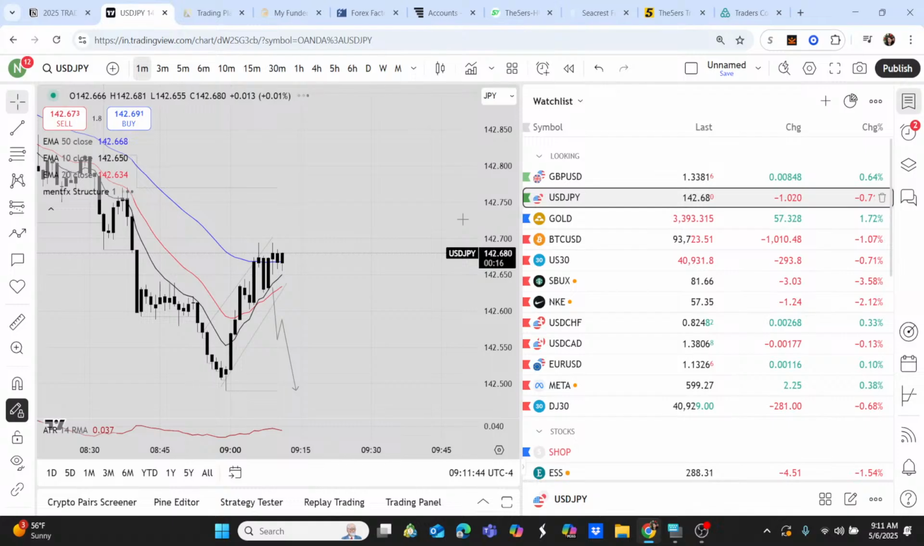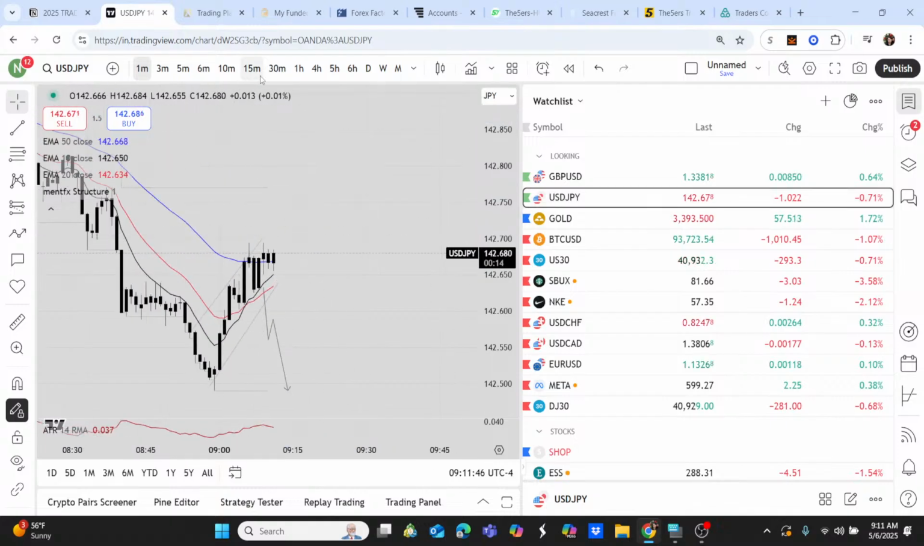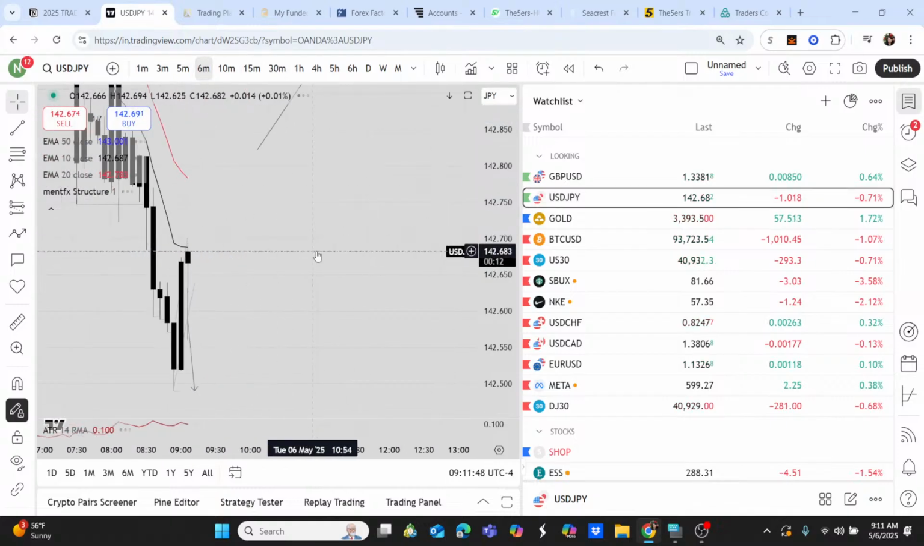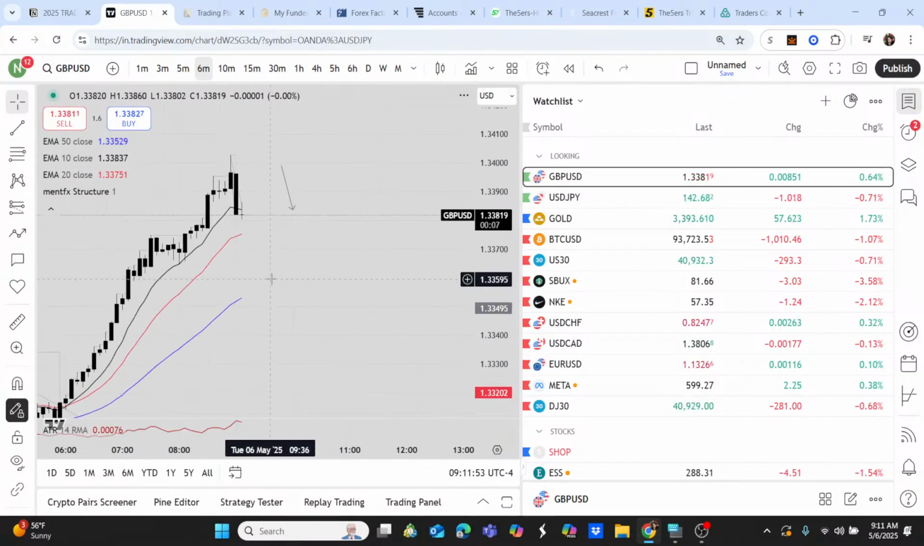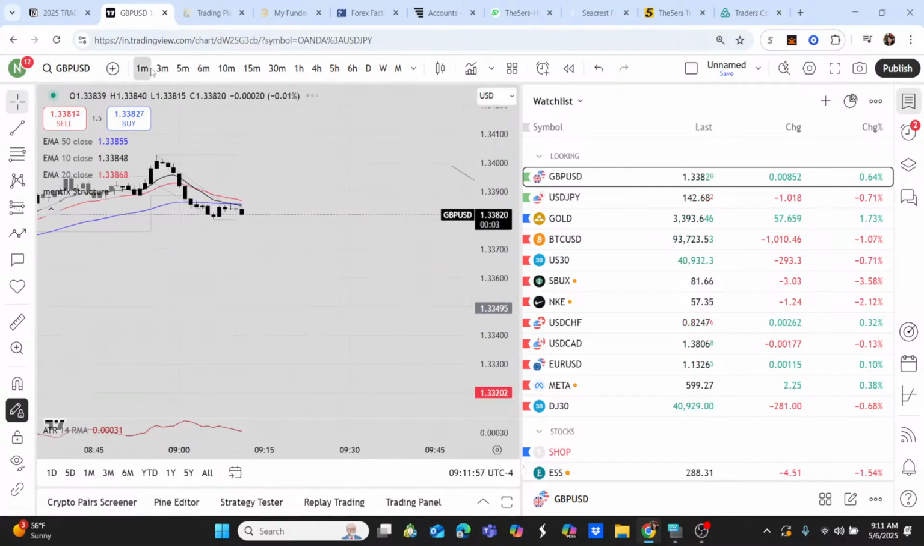See what USD JPY is doing. In terms of the 1 minute, price still looks clean to potentially make a setup lower, and price looks clean to make a potential setup higher still.